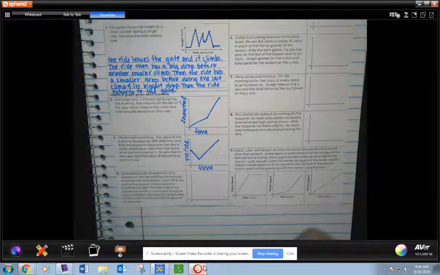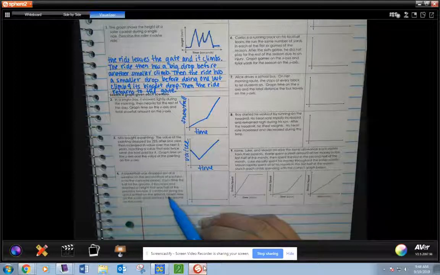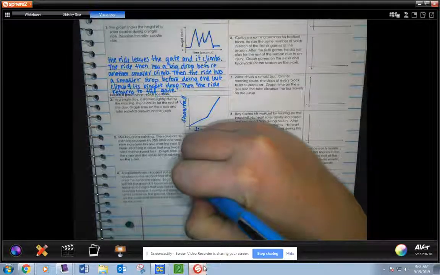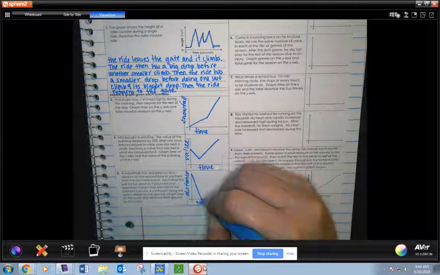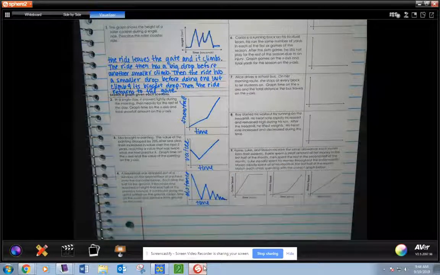Okay. 4 says a basketball was dropped out of a window on the second floor of a school onto the concrete below. Each time the ball hit the ground, it bounced and reached the height that was half of its previous bounce. It continued doing this until it settled on the ground. Graph time on the x-axis and distance on the y. Okay, so if we're dropping a ball from the top of the second floor, we're starting high. So we drop, it hits the ground, it bounces back up to half its height, and then it falls back, half its height, half its height. So each time it's just getting smaller and smaller until it hits the ground.